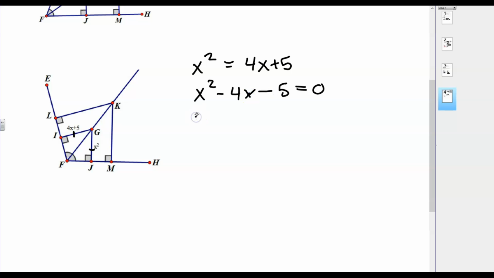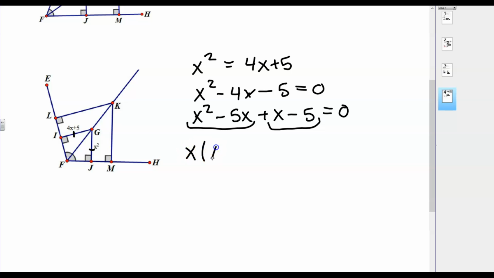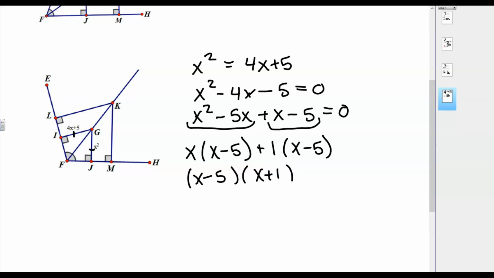All right, so I like negative 5 and positive 1. So that becomes x squared minus 5x plus x minus 5 equals 0. We factor by grouping, first two, last two. I'm going to take out an x here to get x minus 5. Here there's nothing to take out, so I'm just putting a 1 out front to remind me that I'm going to deal with the 1 here. I've got x minus 5s in both positions, so I get x minus 5 times x plus 1 equals 0. Set both of them equal to 0. So I get x equals 5, or x equals negative 1.